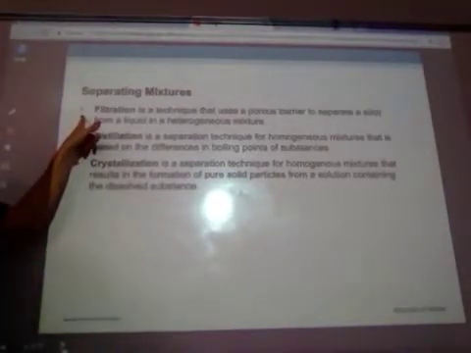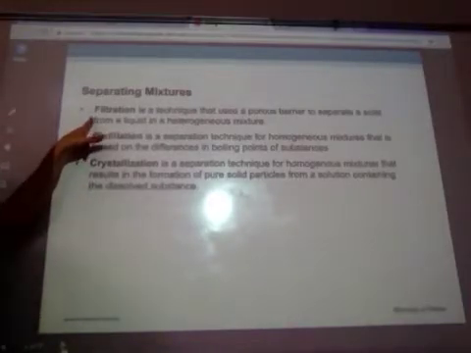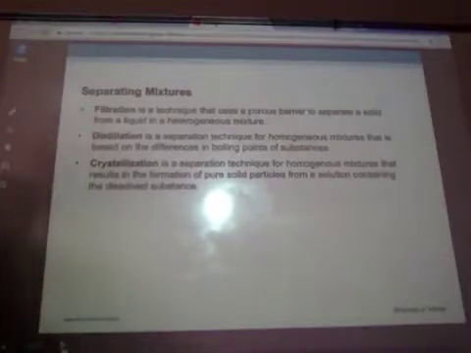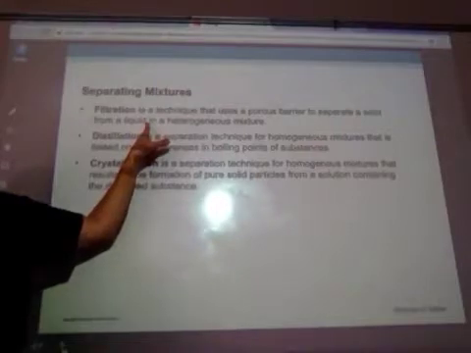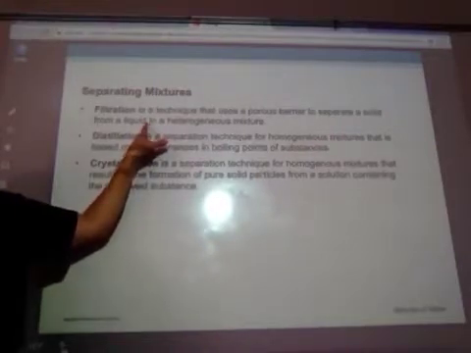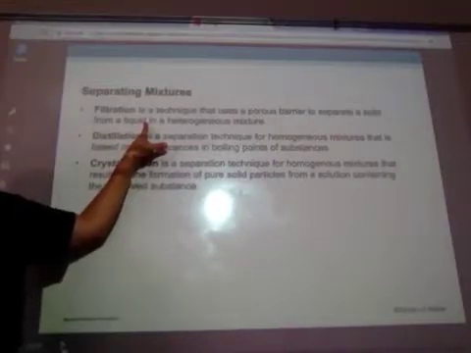So, filtration uses something that's porous, so it has holes inside of it. Might be larger holes, might be smaller holes, to separate a solid from a liquid in a heterogeneous mixture. I can use a filter for coffee. A coffee filter would be an example. I can filter salt out of water. That would be an example.